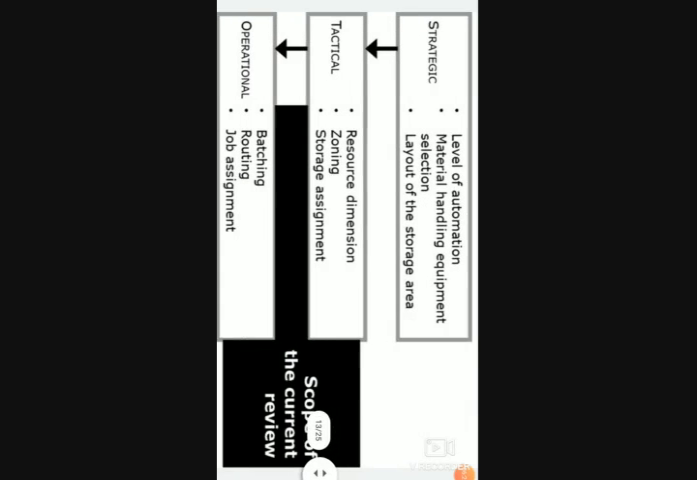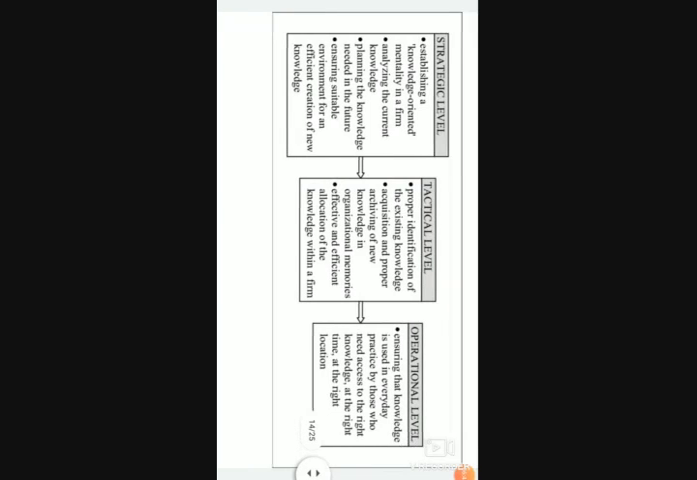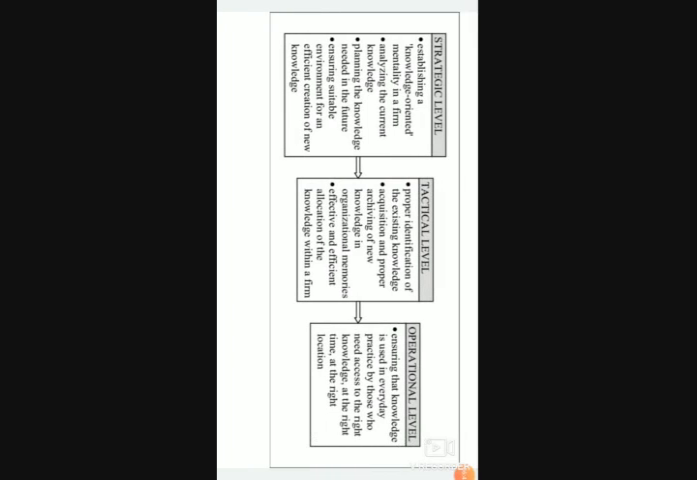Now, if we exactly define the strategic, tactical, and operational points of view: in the strategic we have the level of automation, material handling, and equipment selection. In tactical we have the storage assignment. In operational we have the batching, routing, and job assignment. For a detailed description, you can have this PDF where you can learn the strategic, tactical, and operational levels.